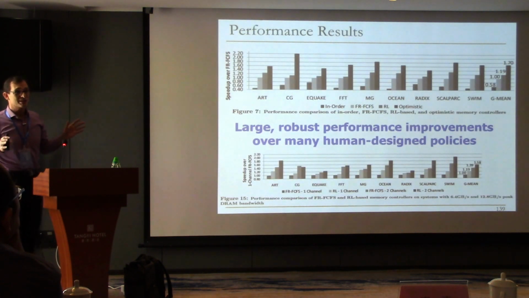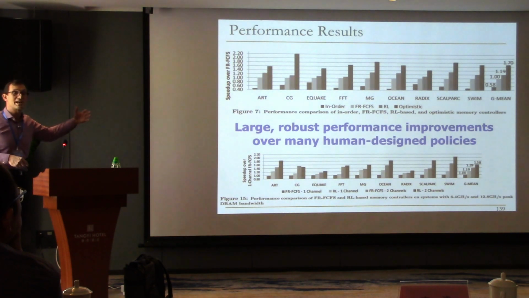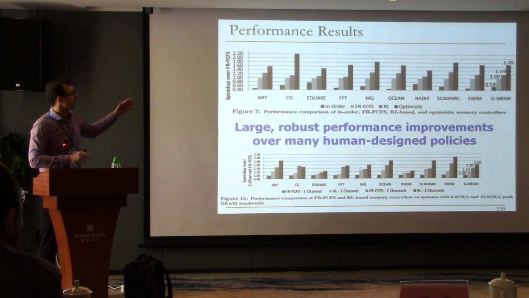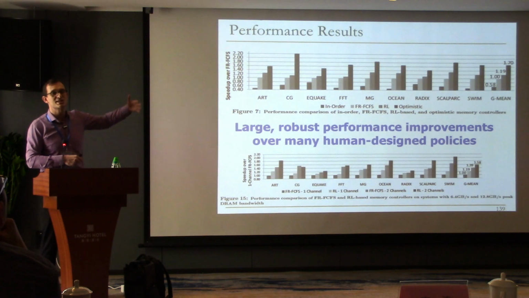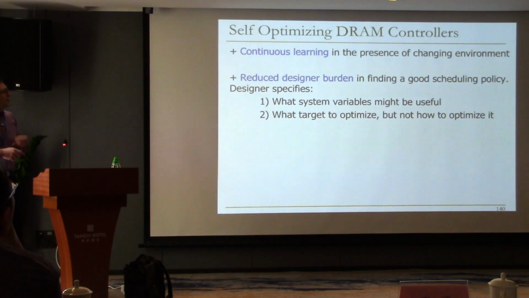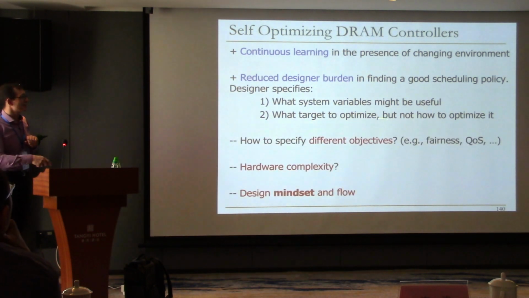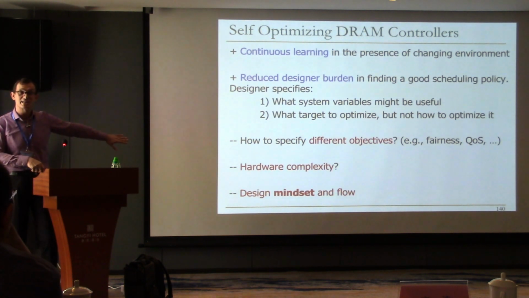But if you actually do it, our work shows that you can get large, robust performance improvement over many human-designed policies. Even with offline learning-based policies, we get about 20% performance improvement. Of course, this performance improvement increases as your bandwidth becomes a bigger bottleneck. Okay, so basically, you get continuous learning and reduced designer burden, but there are, of course, downsides to it: how do you design different objectives, hardware complexity, and, in my opinion, design mindset and flow.